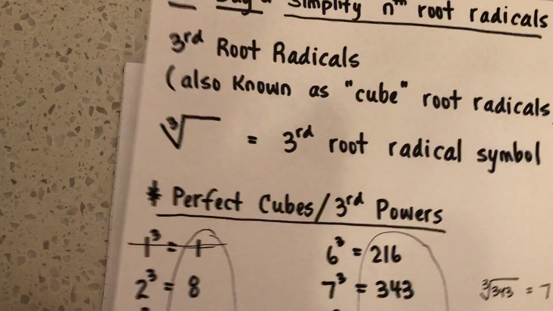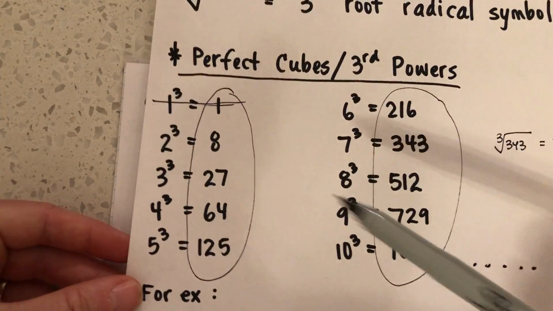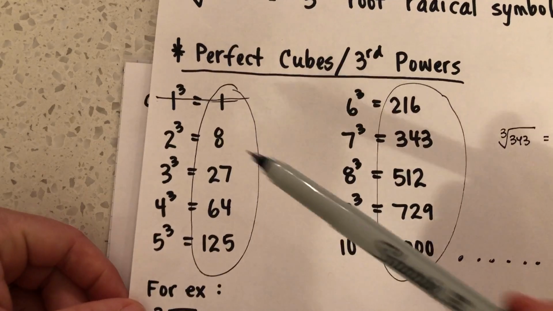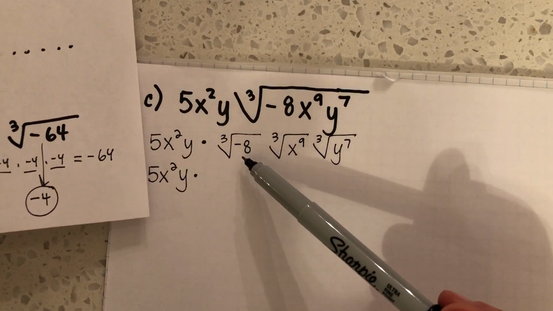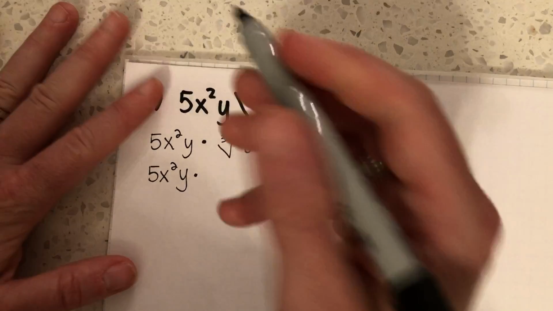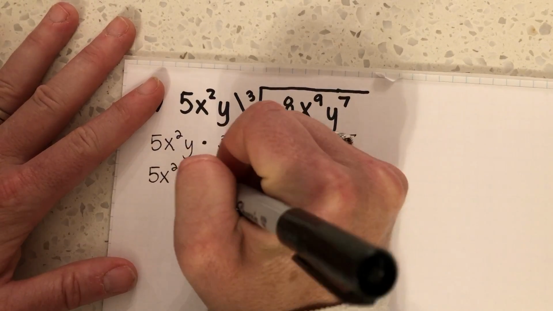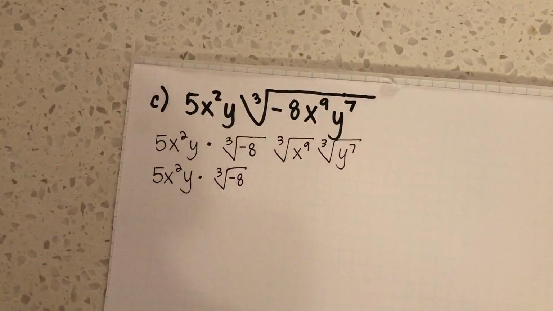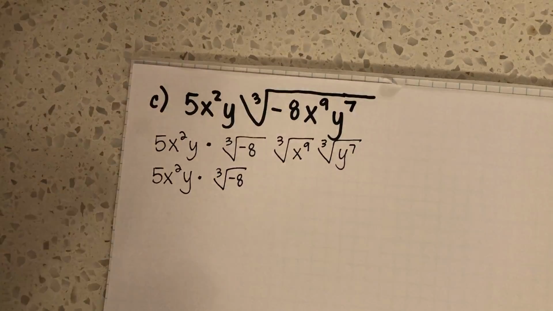Well, is negative 8 or 8 on this list? 8 is. That means that you're going to be able to take the third root of negative 8 and get a whole number answer. You don't have to split this up. So I'm just going to leave it right now as the third root of negative 8. You could do it right now if you wanted to. I just wait and do it all in one step.